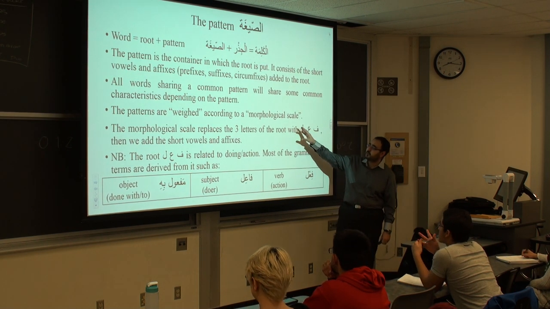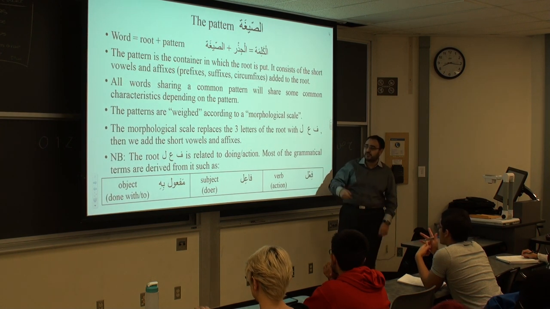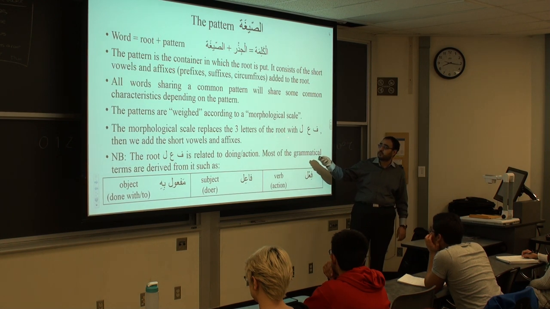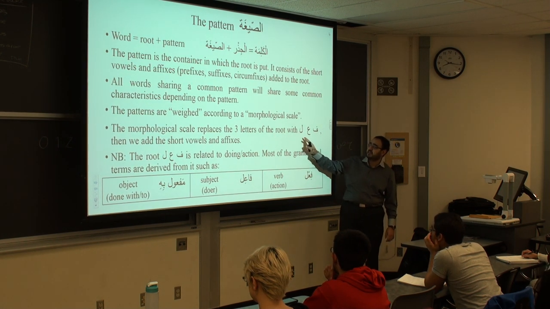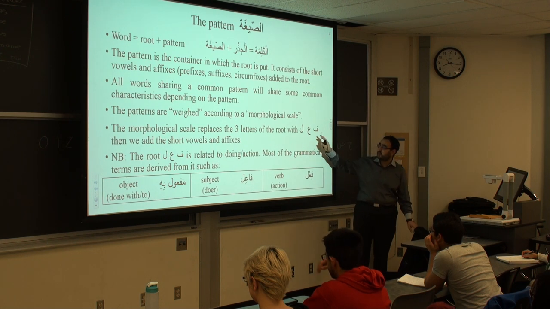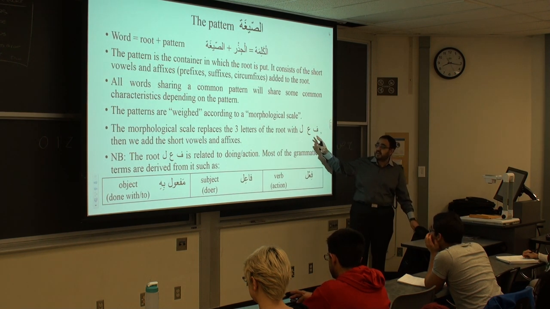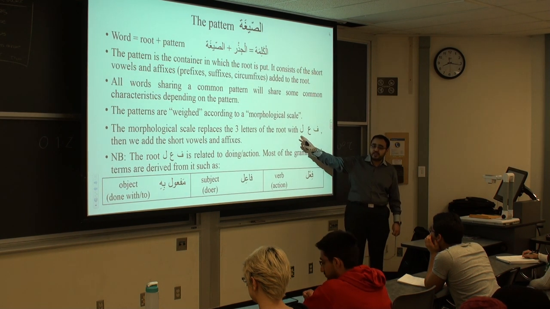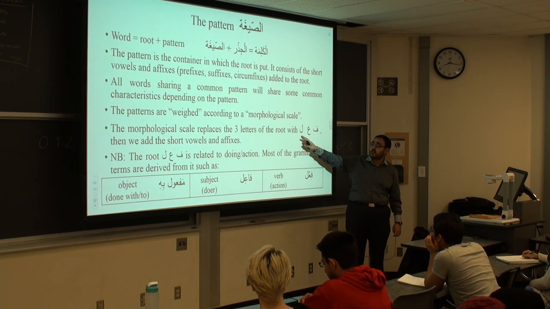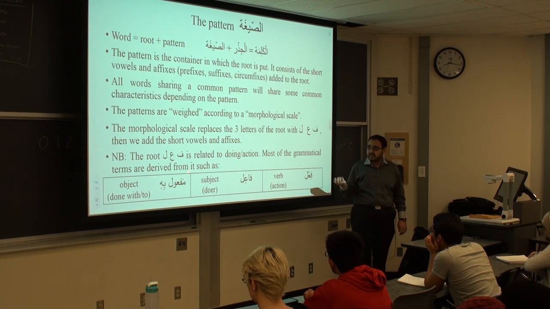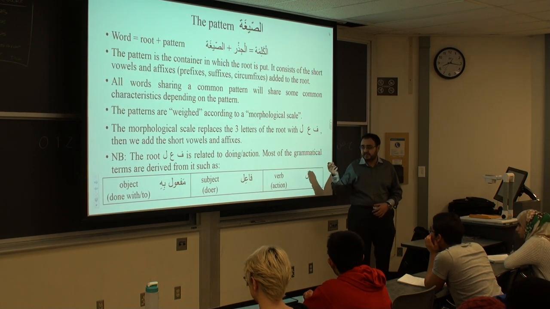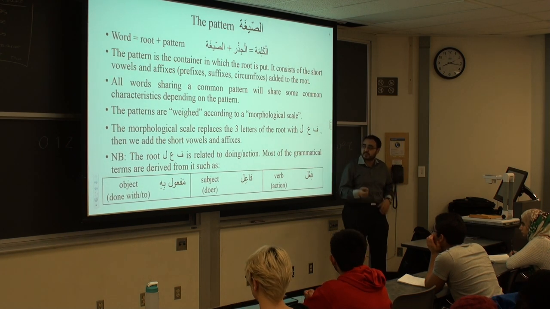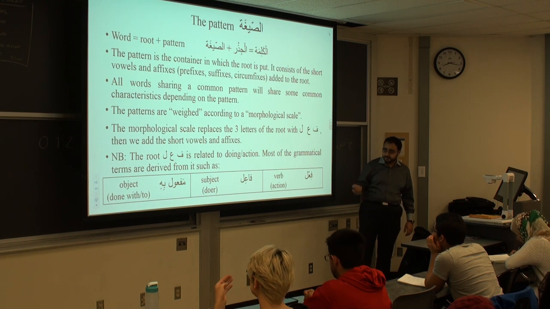This procedure of weighing according to a morphological scale is by replacing the three letters of the root with fa, ayn, and lam letters. So the first letter of the root will be replaced with the fa, the second letter of the root will be replaced with the ayn letter, and the third letter of the root will be replaced with the lam letter. And then you add the short vowels and affixes. We'll get quite a few examples about this procedure.